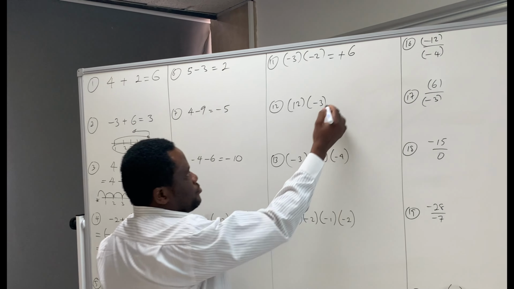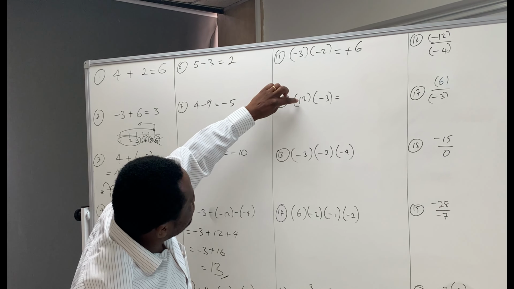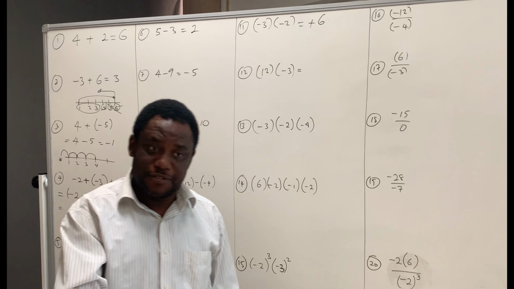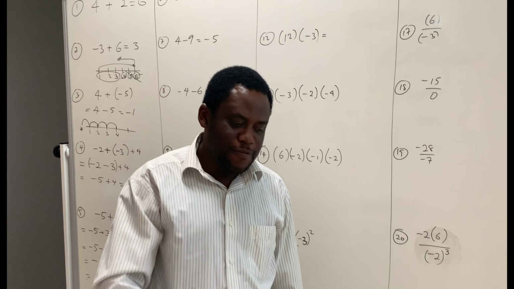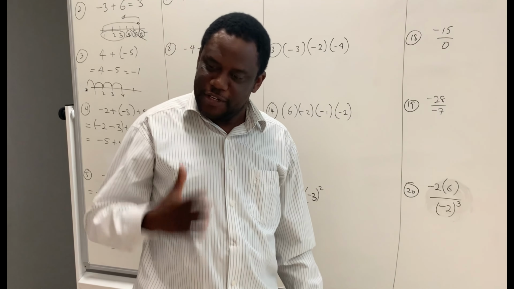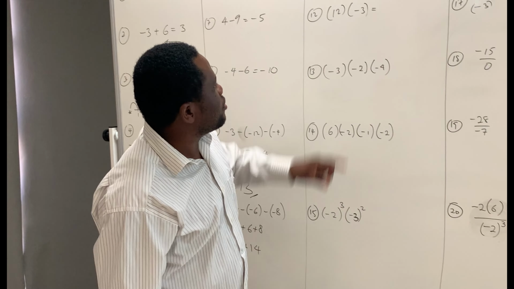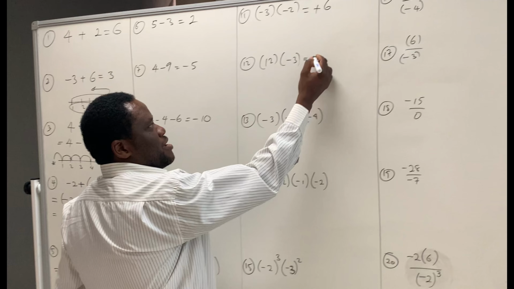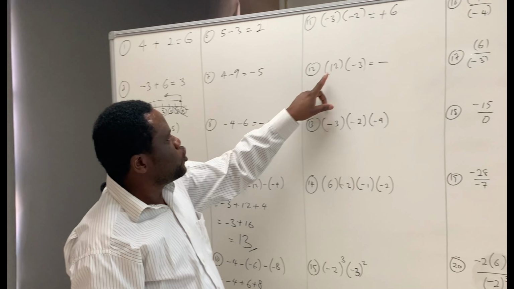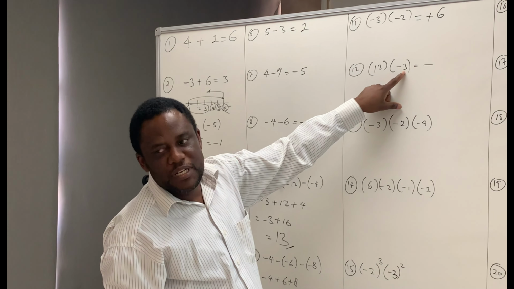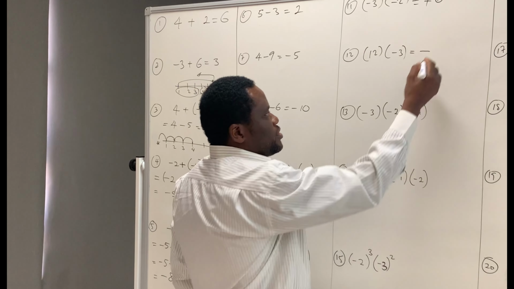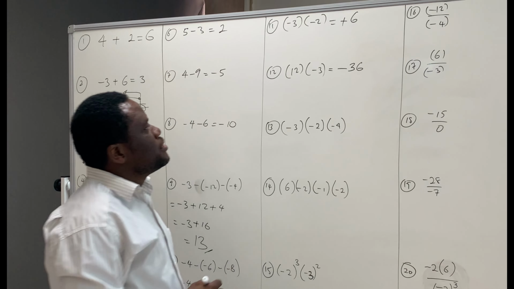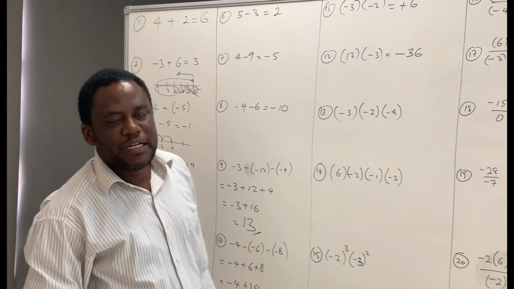Next question. 12. There is nothing here. If nothing is written in the front of the number, it means it's positive. Okay? If nothing is written, it means it's positive. The money you have. Now, plus times minus is what? Minus. 12 times 3 is what? 36. So the result is minus 36.